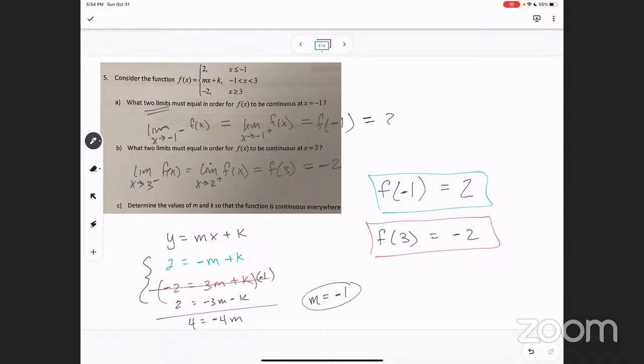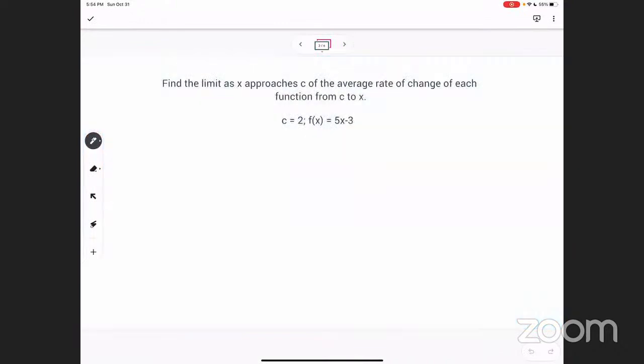-1. And then plug that back into either one of those to solve for k. So 2 equals, plugging into the blue one, -1 plus k. So k equals what, 1? Yeah, k equals 1. So the values of m and k are -1 and 1 for it to be continuous everywhere. Got it? So we had two equations, and we solved it with the system of equations.